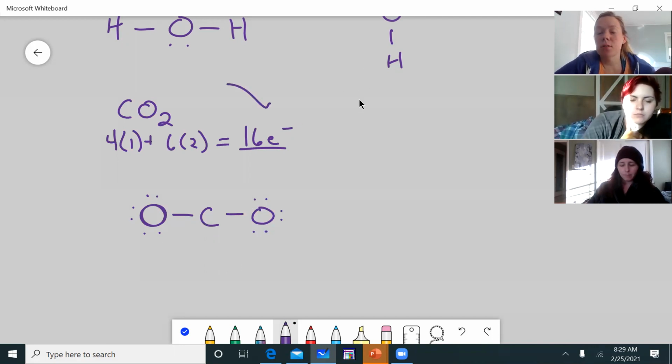What happens sometimes is students go, yay, I'm done. Well, now I need to check and make sure everybody has an octet or a duet. So the oxygens have octets. I know that because I gave them a specific amount of electrons to give an octet. When I look at carbon here though, carbon's looking a little sparse. What does carbon have access to? Right now, carbon only has access to 4 electrons.